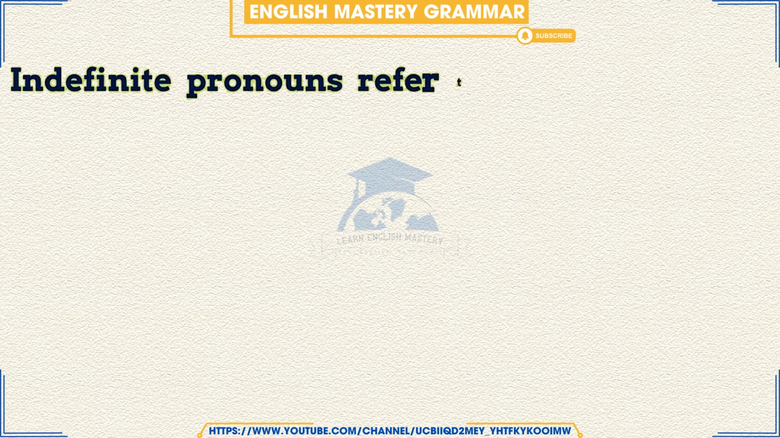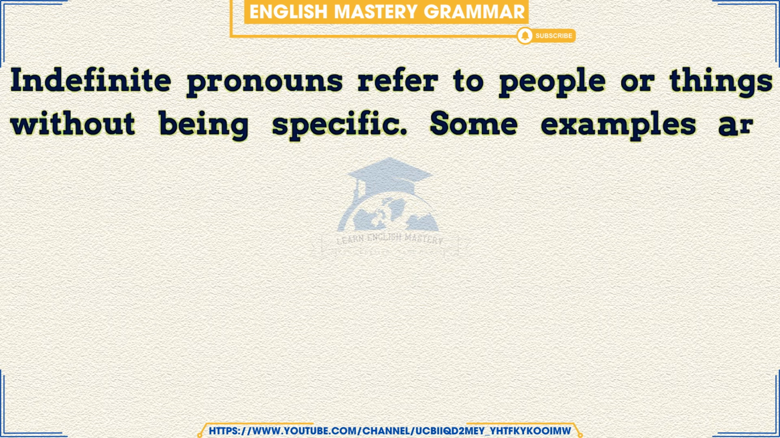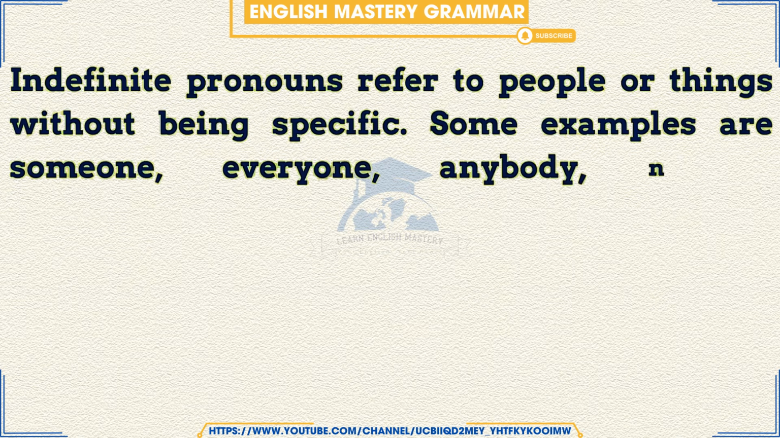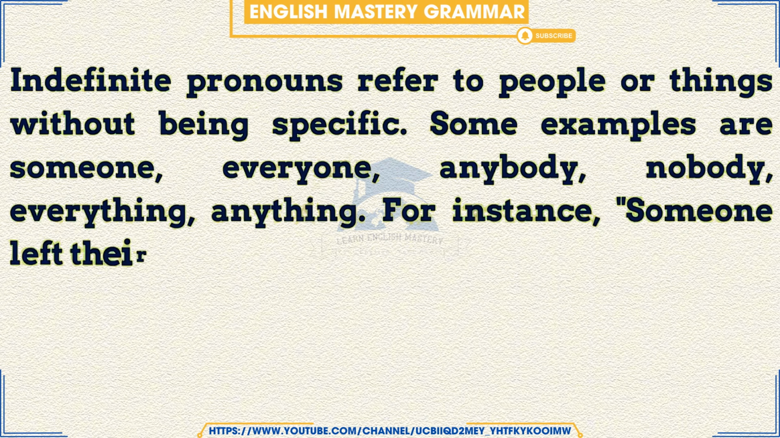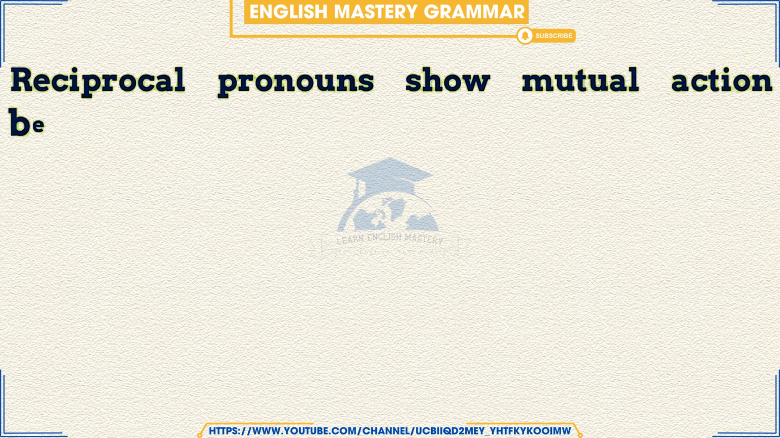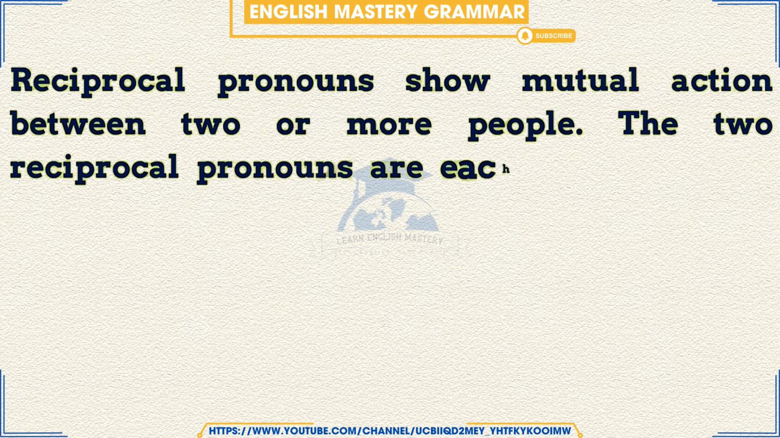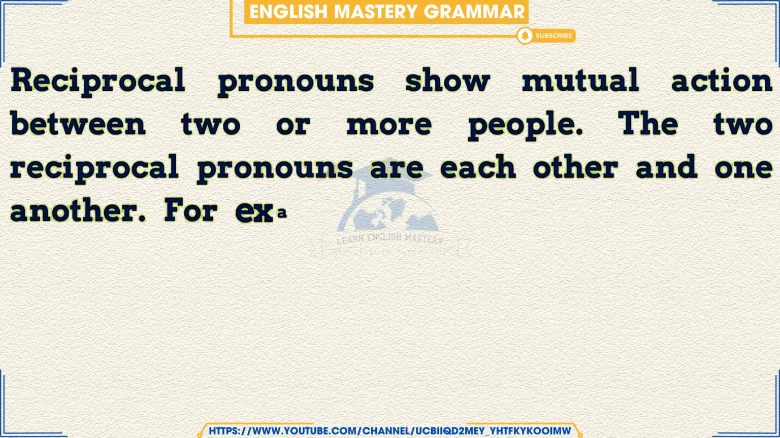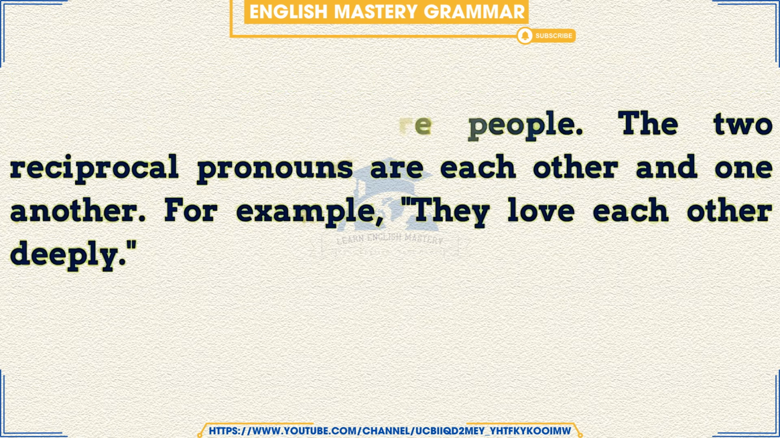Indefinite pronouns refer to people or things without being specific. Some examples are someone, everyone, anybody, nobody, everything, anything. For instance, someone left their bag here. Reciprocal pronouns show mutual action between two or more people. The two reciprocal pronouns are each other and one another. For example, they love each other deeply.